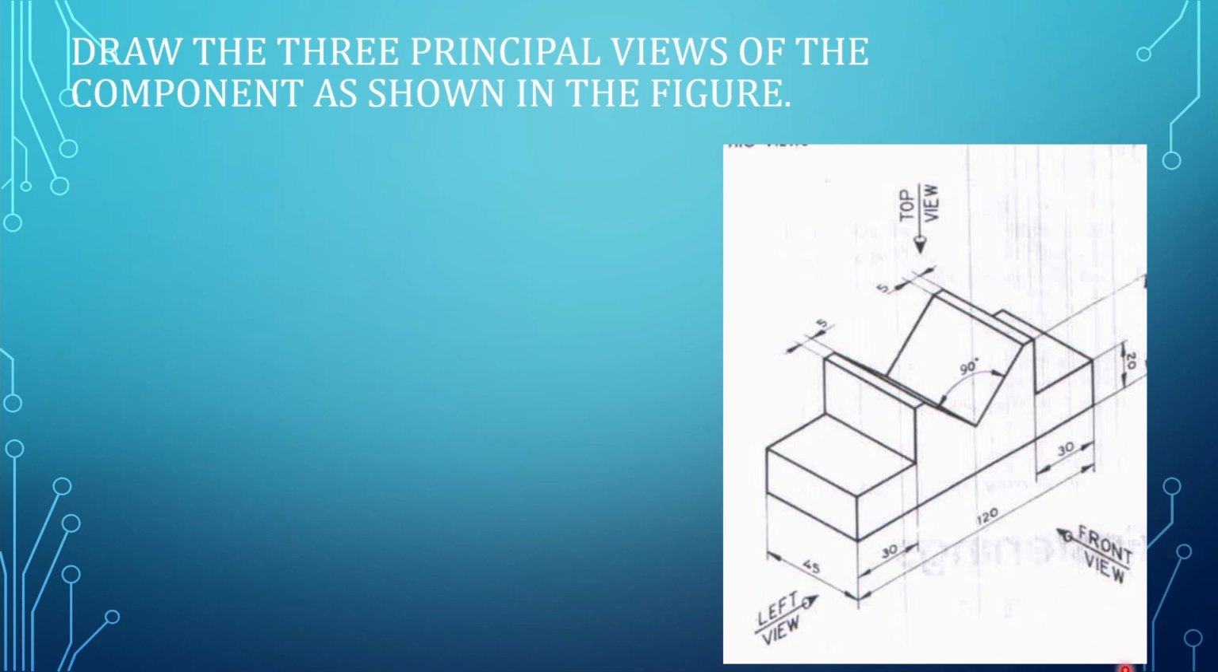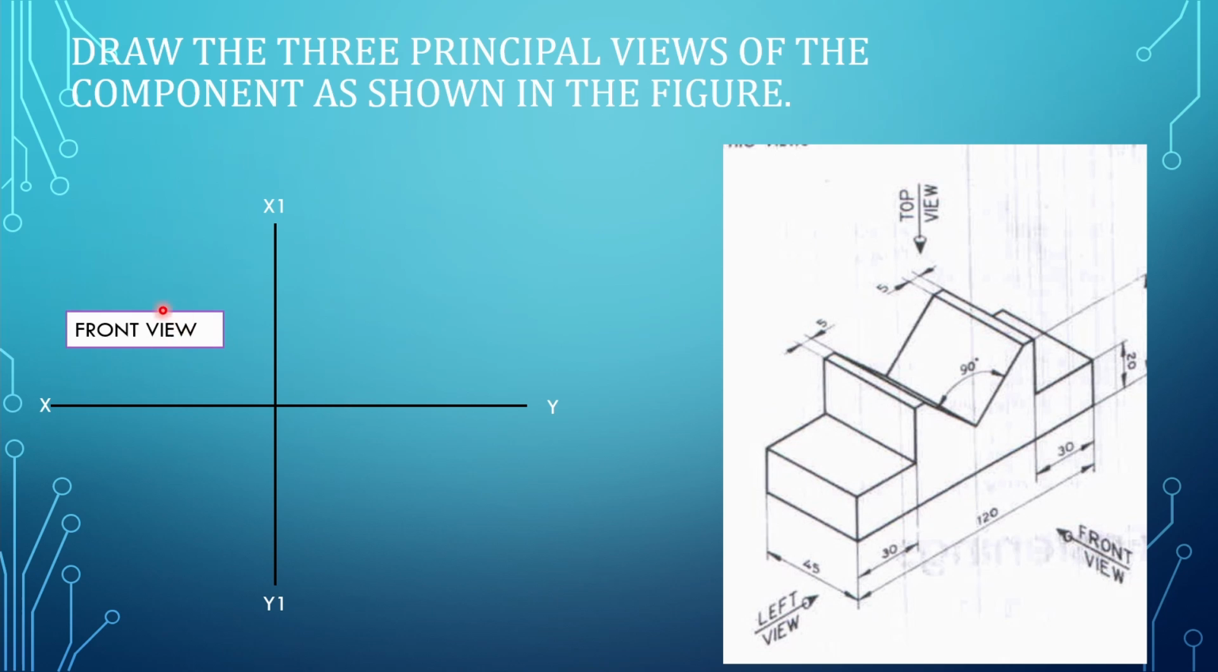When an observer sees the component in the front view, its image will be seen on the left side, and also when the observer sees the component on the left side, its image will be seen on the right side in the two-dimensional figure. So you can see this is the XY line. The front will be seen on the left side. Top view will be seen below the front view in the first angle projection. Left view will be seen to the right side of the front view.